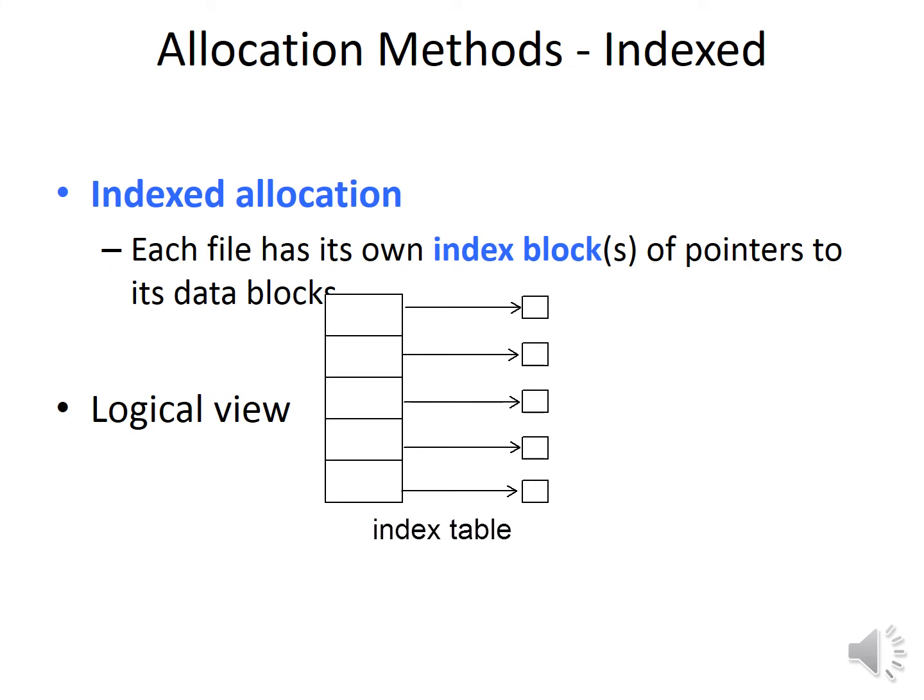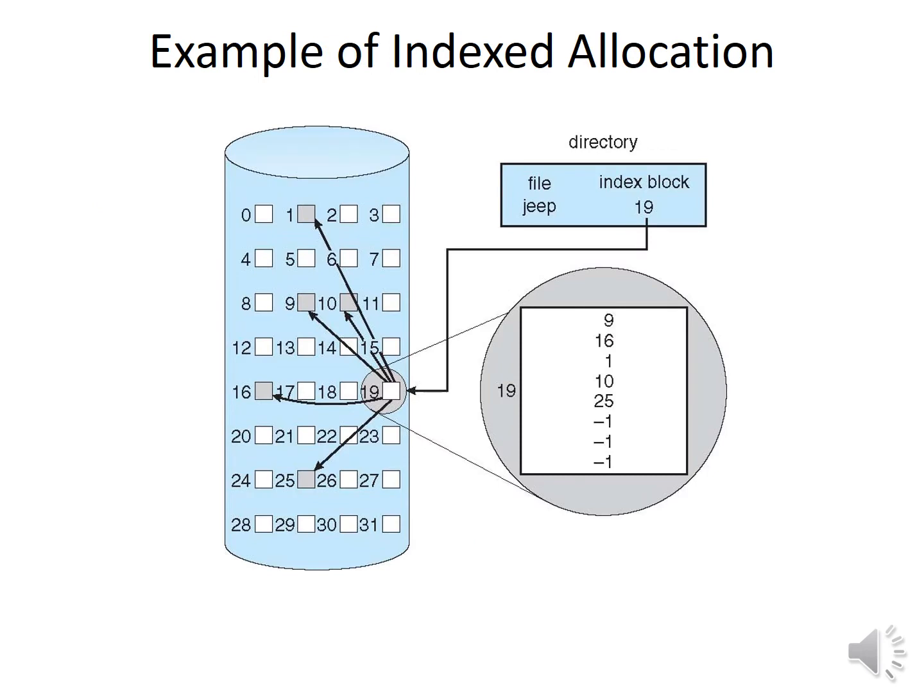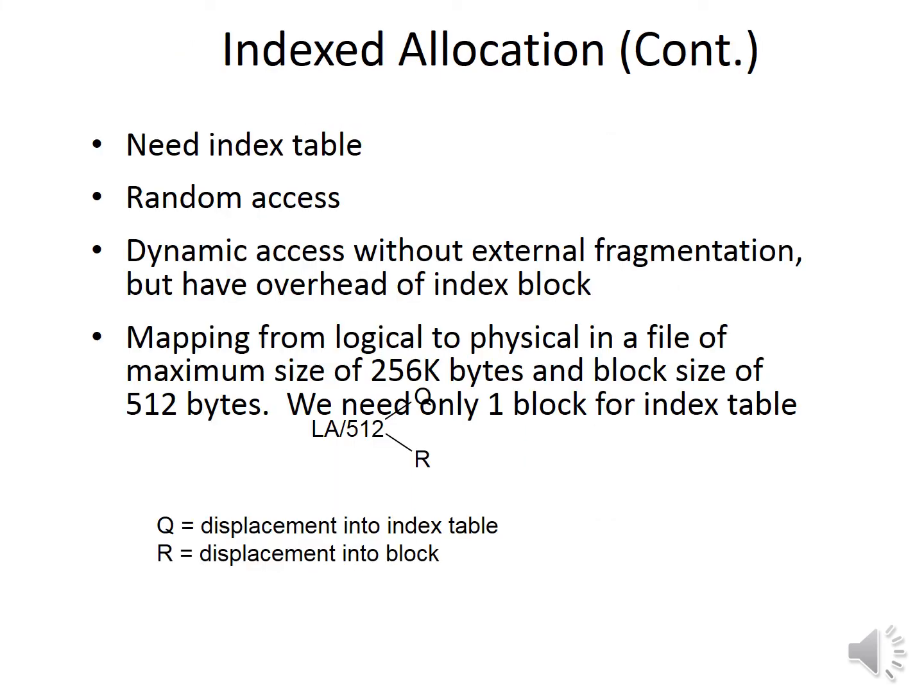In indexed allocation, each file has its own index block of pointers to its data blocks. So the logical view is an index table. Example of indexed allocation: the directory will point to the file's index block, for example 9. Indexed allocation needs an index table. It supports random access, not only sequential access. It gives dynamic access without external fragmentation but has the overhead of the index block.